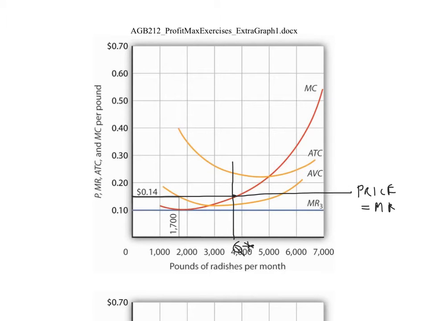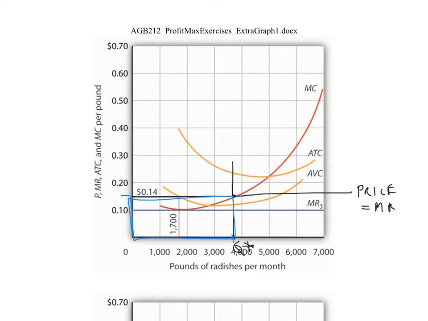Okay, so next we have to go through the steps identifying the total revenue, the total cost, and the difference between the two is the profit. So we're going to change colors here. Total revenue is the price times the quantity. So we've got this box here. That's our total revenue box. Next item is the total cost box. I'll do that in red.